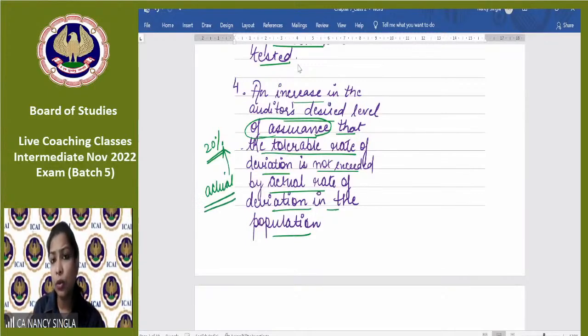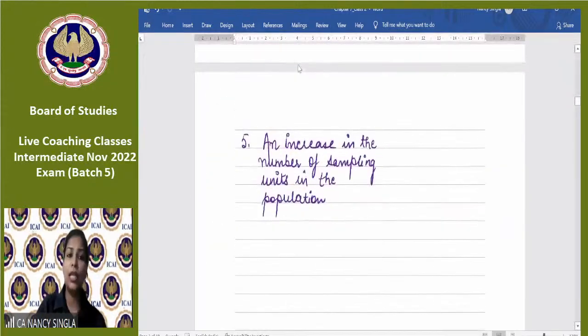So what will the auditor do? He will do more checking. Is it clear? Yes, more checking. Okay? So that he can be sure that the tolerable rate, that 20%, is not exceeded by the actual deviation. Clear? So Himanshu, Akash, Neel, Aditi, Ban Reddy, Karthik, Siddhant, Bhardwaj, all are absolutely correct. Okay? Now the last one.